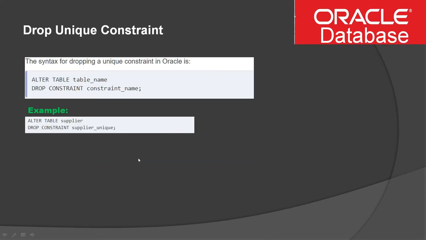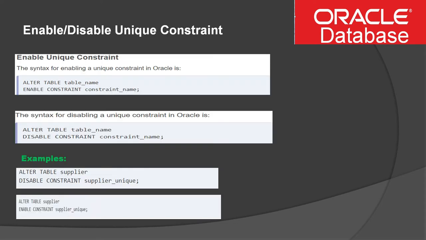Now let's say you want to drop an existing unique constraint. Then this is the syntax: alter table, then the table name, then drop, then constraint and the constraint name. Once you have given the constraint name, you can easily drop it. Here is the example: alter table name is supplier, drop constraint, and the constraint name is supplier unique. In that way you can drop the existing unique constraint.